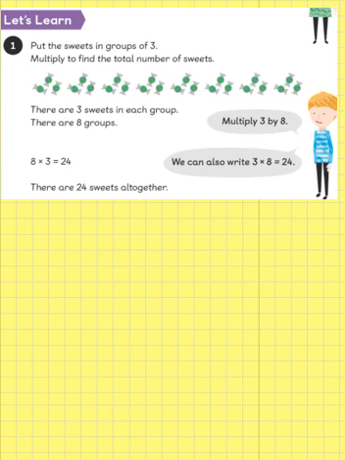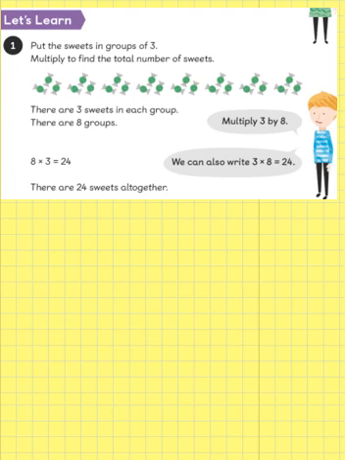So in terms of the first question, it was asking us how many there were in total. Hopefully you've all managed to identify that there are 24 sweets altogether. In our Let's Learn, it's saying that if we put the sweets into groups of 3, we can then multiply to find the total number of sweets. So they are set out in groups of 3 on the table when you were counting them. There are 3 sweets in each group. There are 8 groups. If we multiply 3 by 8 or 8 by 3, we get a total of 24. Therefore, there are 24 sweets altogether.